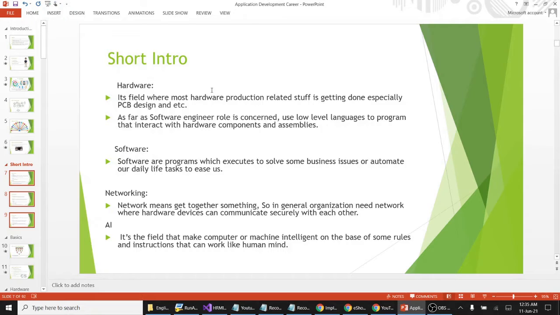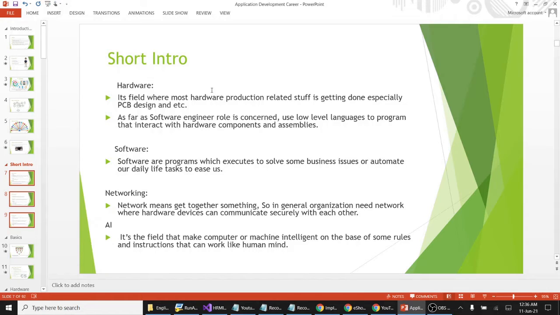And the second field here is software. Software is the set of instructions which automate our business, are used to solve specific business issues, or make our life automated and our daily tasks easy for us. There are several types of software, and we will discuss them later.